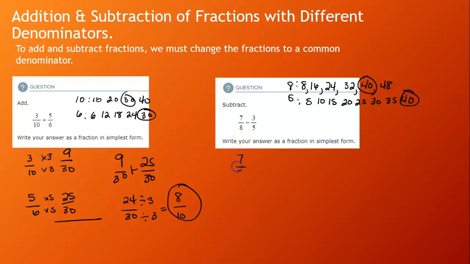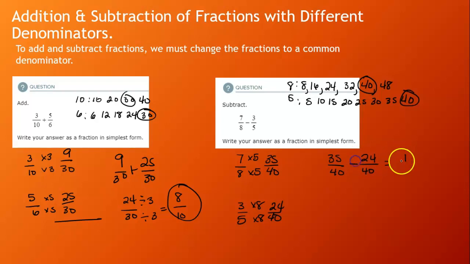So now I'm turning 7/8 and 3/5 into a common denominator. Remember, this is like cutting our pizza up into the same size slices. 8 times 5 is 40. 7 times 5 is 35. 5 times 8 is 40. 3 times 8 is 24. And then pay attention to whether you're adding or subtracting. This time we're subtracting, so we're doing 35 over 40 minus 24 over 40.